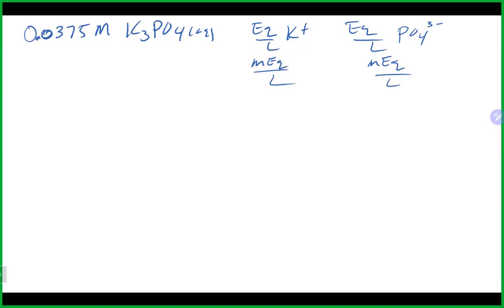And again, since we haven't officially talked about molarity, this is the same as saying 0.0375 moles per liter of K3PO4. All right, take a few minutes there, figure it out. I'll do it as well since I made up the numbers. Hopefully we'll end up in the same spot.